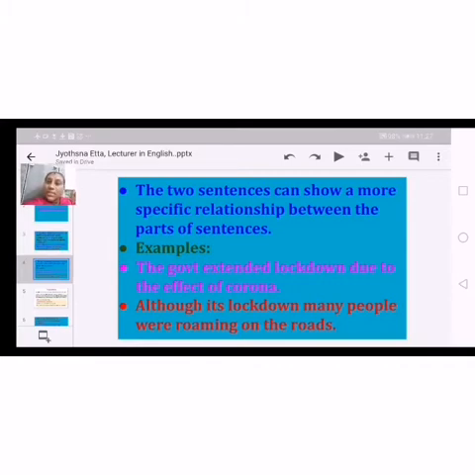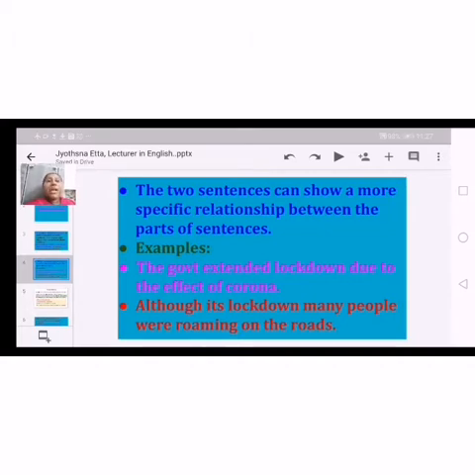But here, whereas it becomes too complex, the two sentences are correlated with each other, they have a relationship with each other. One shows the relation of another one. Okay, so just by observing the examples we can get an idea.